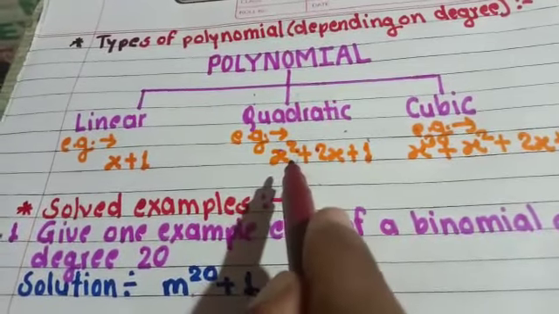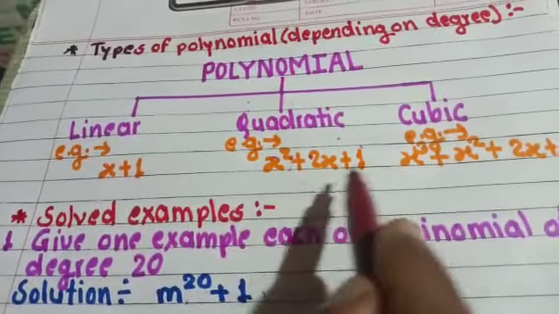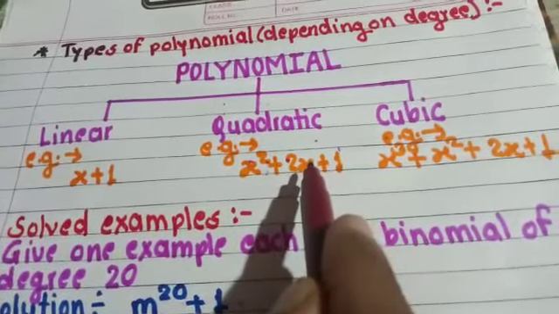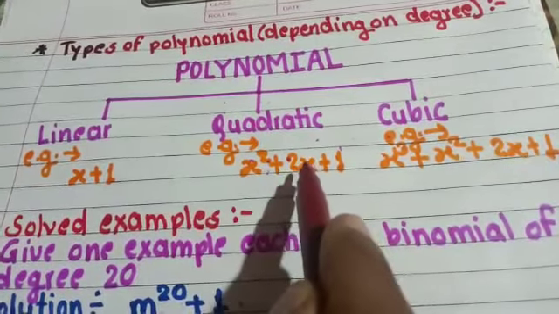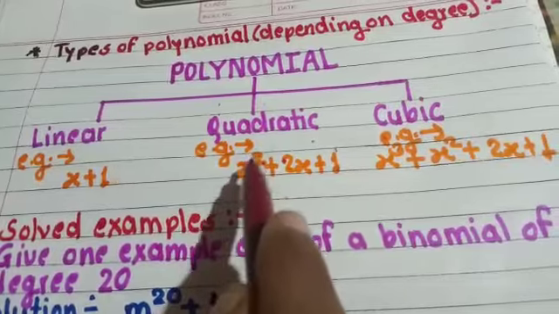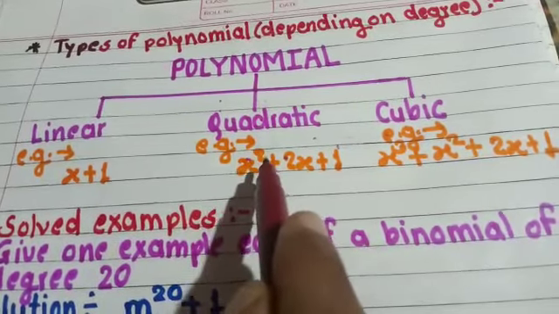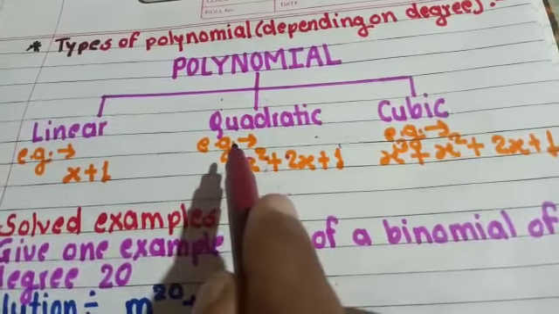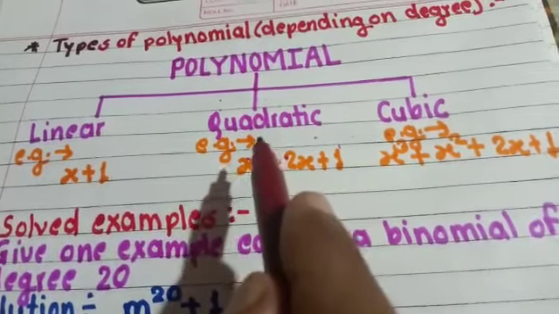Now here see, the example given is x square plus 2x plus 1. Here for 2x the power is 1, nothing written means power 1, and here x square means power 2. So the highest power will be 2. So that's why it is a quadratic equation, or otherwise also called a quadratic polynomial.